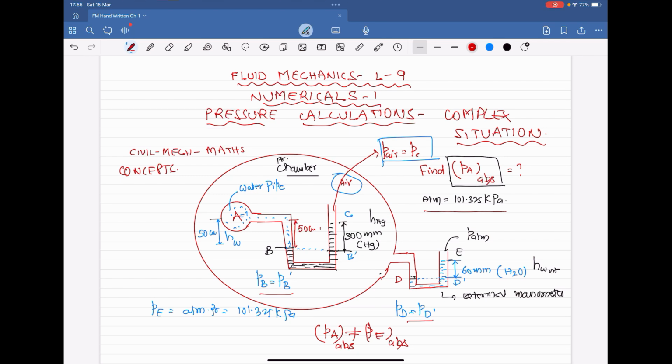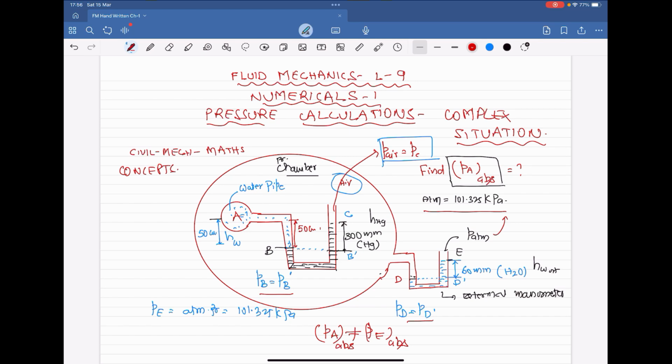And atmospheric pressure at E is equal to 101.325 kPa. The value of atmospheric pressure one should know. Please keep it in your mind. It is 101.325 kPa. The density of water is 1000 kg per cubic meter.